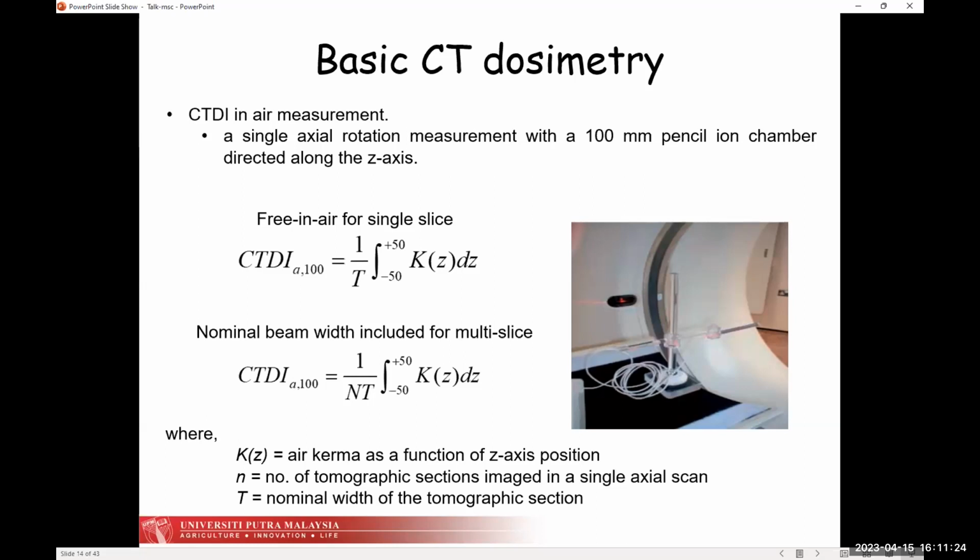and divide by the nominal slice width or slice thickness. Then in 1998, with the introduction of multiple slice or multi-detector CT scanners, probably 4 slice, 16 slice, the measurement of CTDI 100 must include the number of detectors N, which gives what we call the nominal beam width, multiplied with the integral over the 100 millimeter ion chamber.